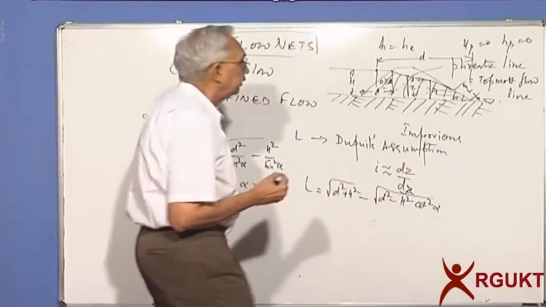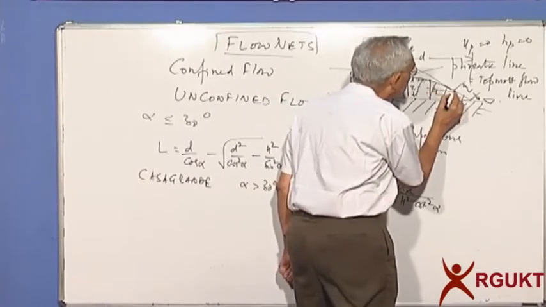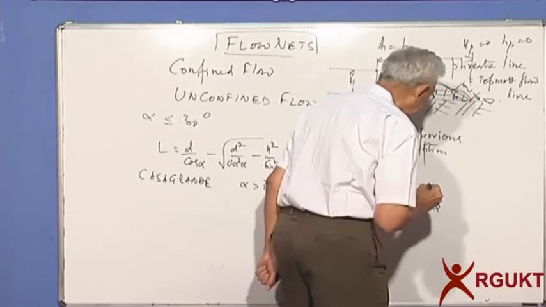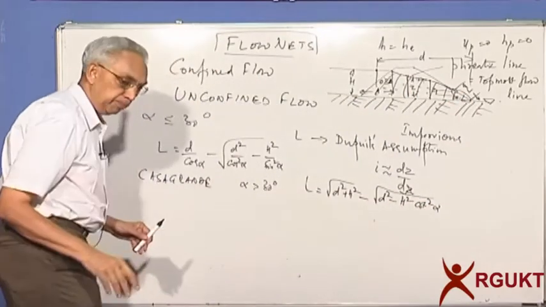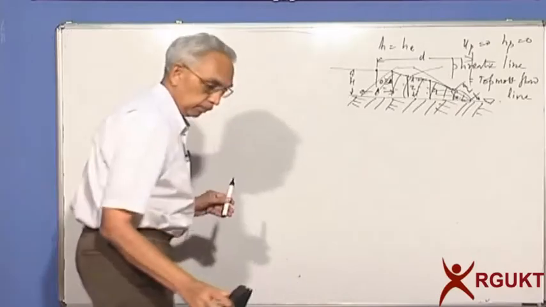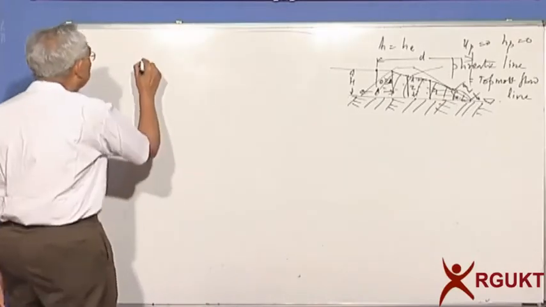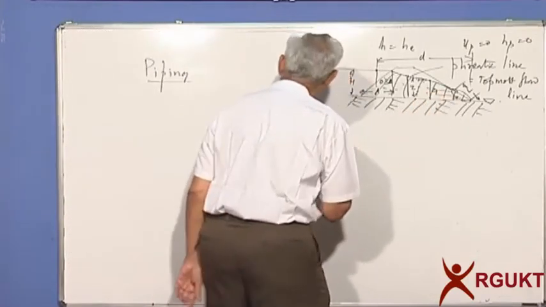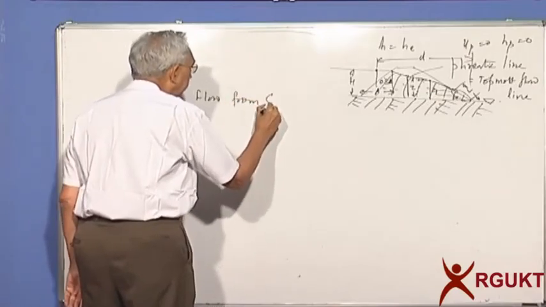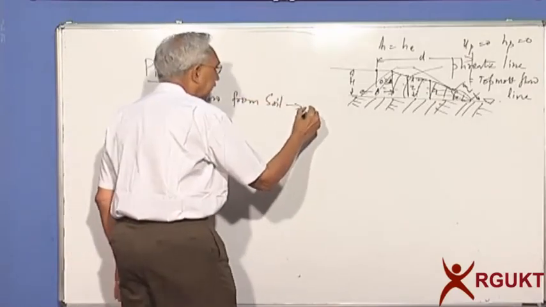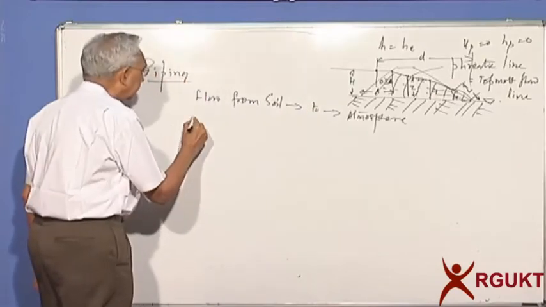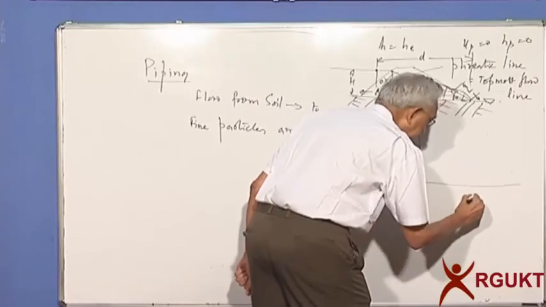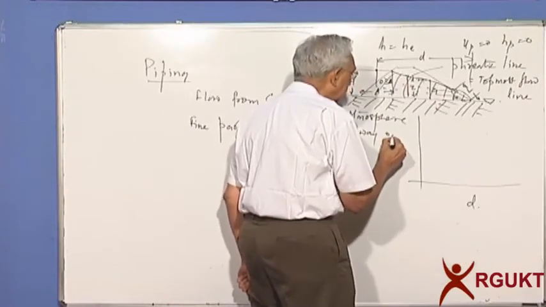One point I would like you to realize here is that the water is entering onto the slope, and if you look at this soil, it is subjected to a phenomenon called piping. So let us see what is this piping phenomenon. When the flow is coming out of the soil, flow from soil to atmosphere, the fine particles are carried away. Let us say we'll plot the grain size distribution here. I'm plotting diameter d and percentage finer.